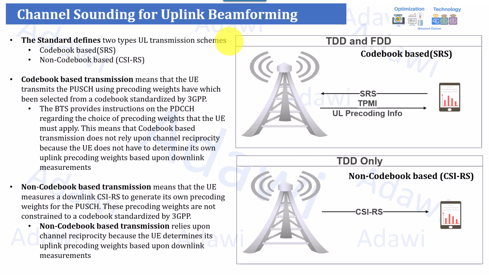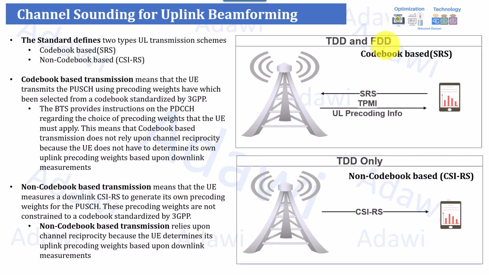The standard, 3GPP, defines 2 types of uplink transmission schemes. One is called codebook-based, which is based on the sounding reference signal, and it is supported by both TDD and FDD, because codebook-based doesn't require channel reciprocity. Channel reciprocity is when we can use a downlink reference signal for uplink channel estimation, or an uplink reference signal for downlink channel propagation estimation, and vice versa.